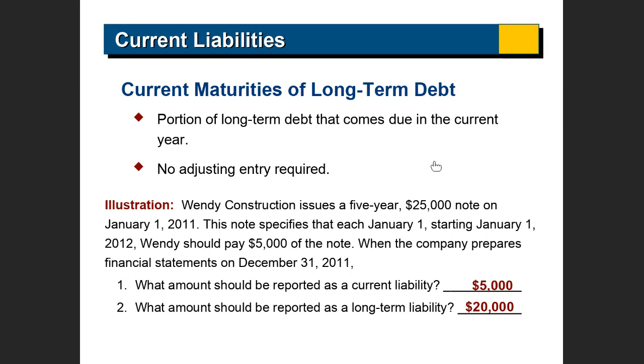The current maturity is not related to unearned revenue. Current maturity is related to long-term notes payable. Yeah. Okay, is that clear?